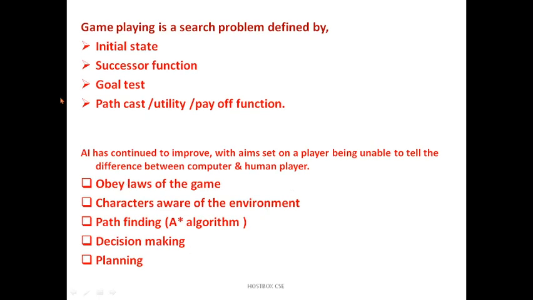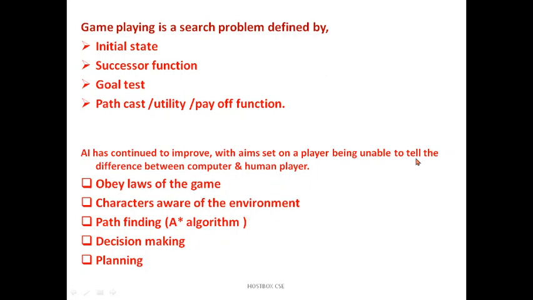And AI has also continued to improve, with the aim that a player is not able to tell the difference between a computer and a human player. That's the truth today, and it also obeys the laws of the game, with characters aware of the environment and pathfinding. Let's take the example of algorithms, decision making and planning. Let's take chess, or maybe an online card game. Whatever it is, the rules and regulations should be there, and characters aware of the environment.